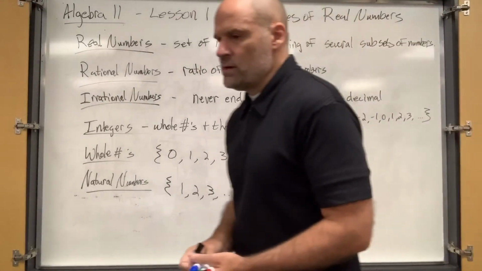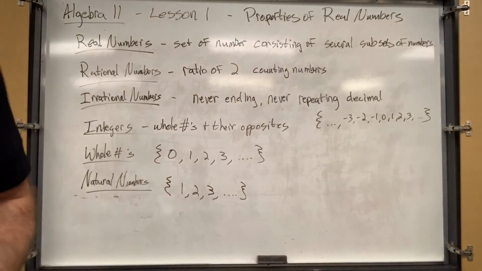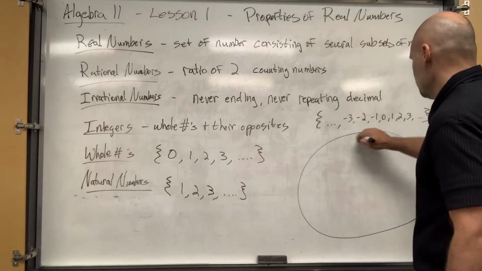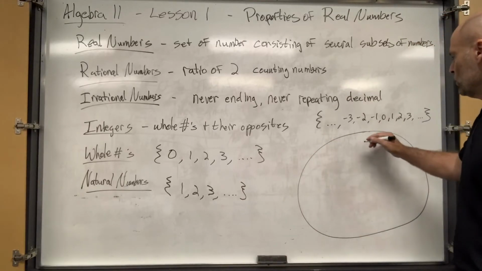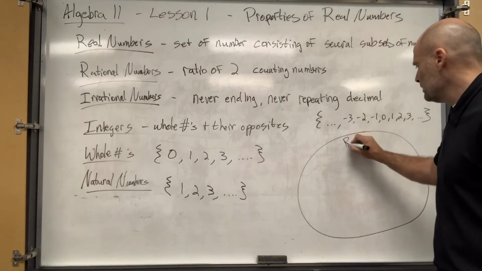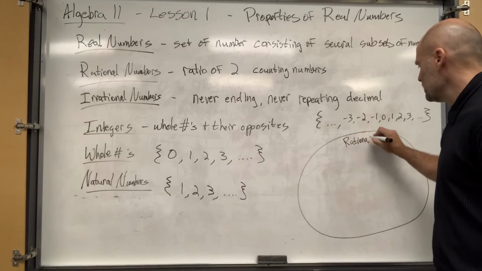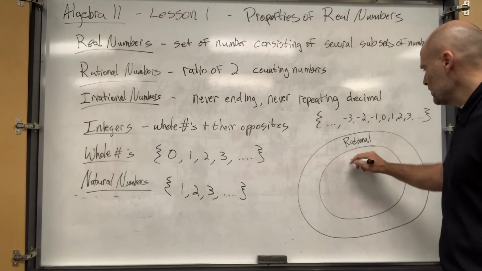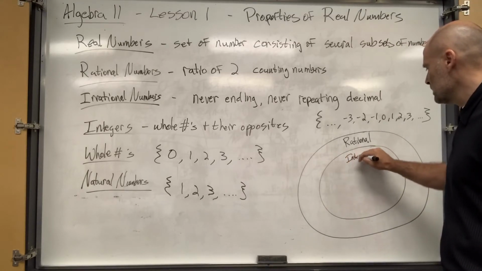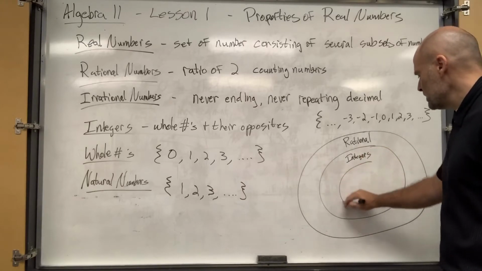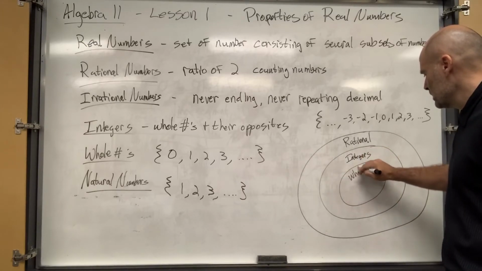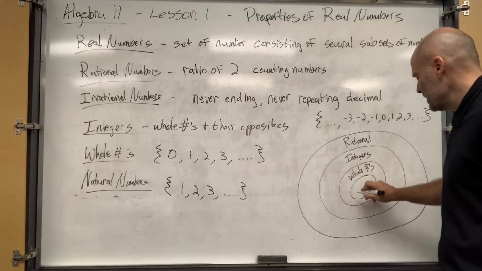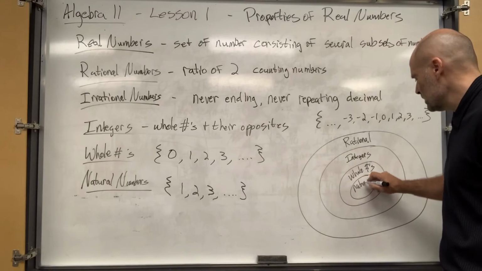So I can draw a little Venn diagram. So if this is like your rational numbers here, rational, and then inside the rational there's another one, there's integers. Inside the integers there's whole numbers. Inside the whole numbers there's counting or natural numbers.